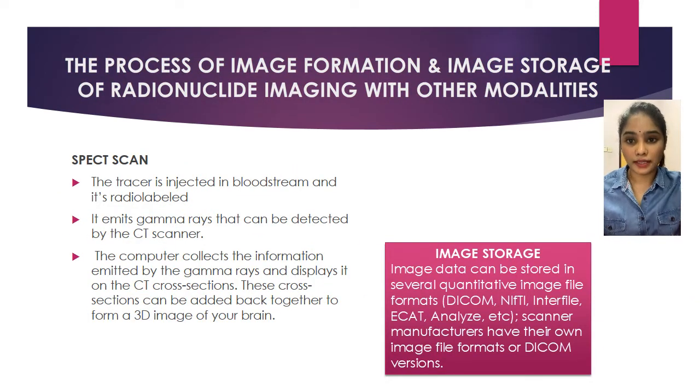The next is SPECT scan. In SPECT, the tracer is injected into the bloodstream and is radio-labeled, and it emits gamma rays that can be detected by the scanner. The computer collects the information emitted by the gamma rays and displays it as cross sections. The cross sections can be added back together to form 3D images of your brain. The image storage is similar to PET scan too.